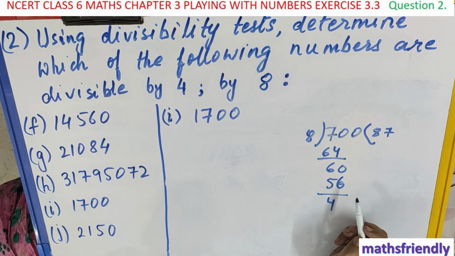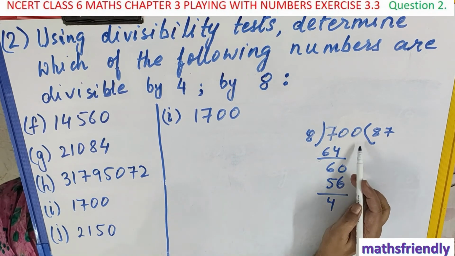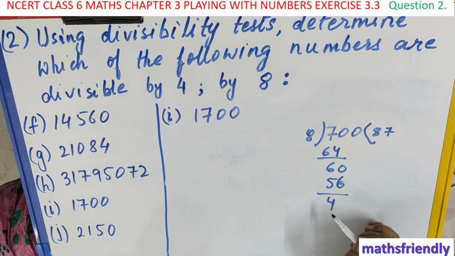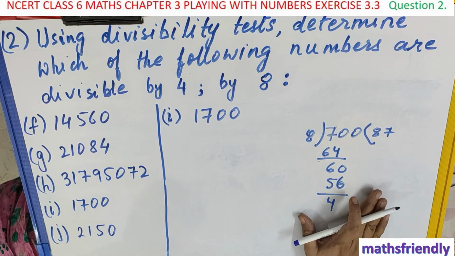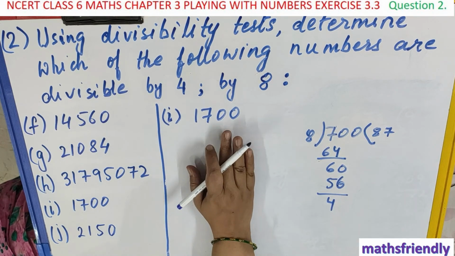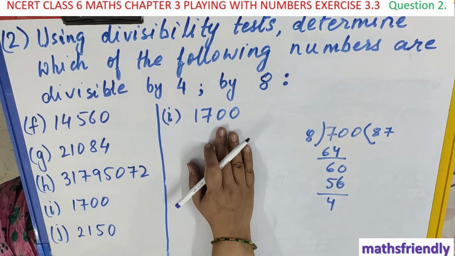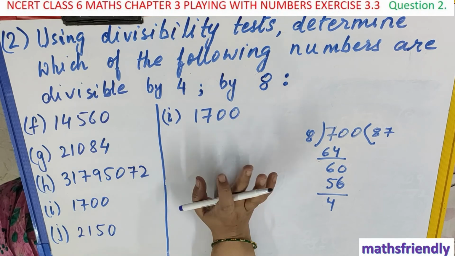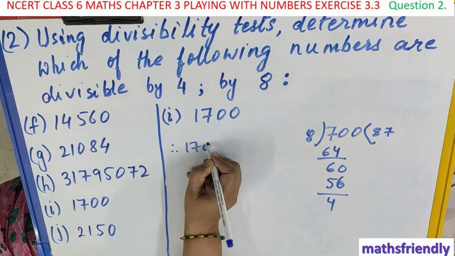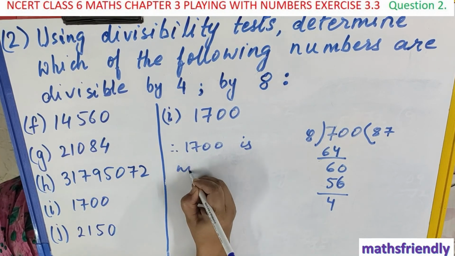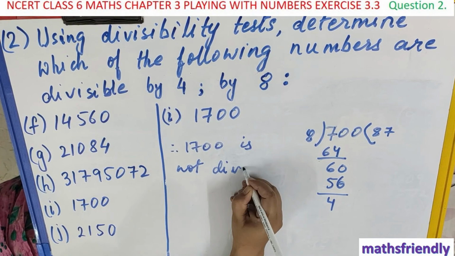Okay, so it means that 700 is not divisible by 8, because we are not getting the remainder 0, we are getting a remainder other than 0, the remainder is 4. Okay, so it means the last 3 digits are not divisible by 8, and so the whole number is also not divisible by 8. So we can write, therefore, 1700 is not divisible by 8.